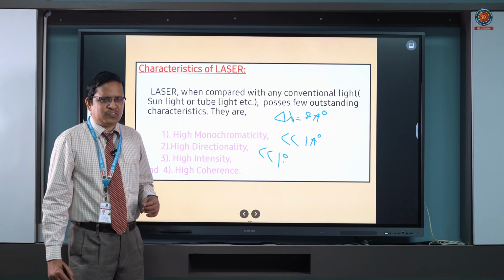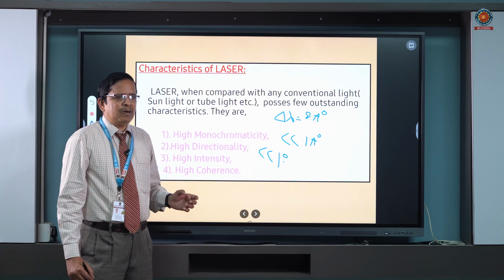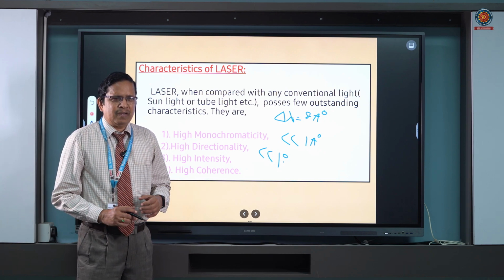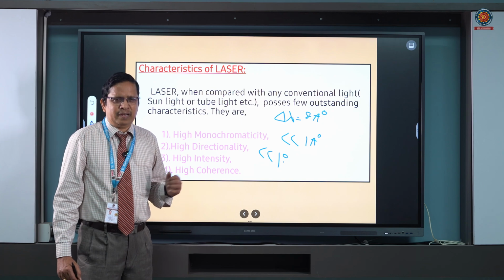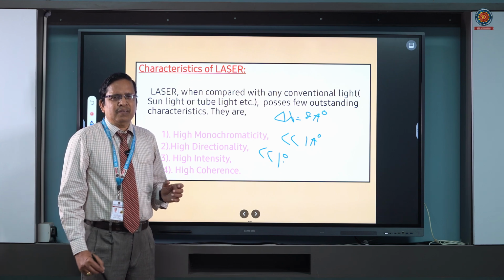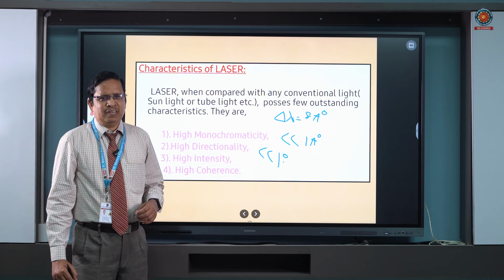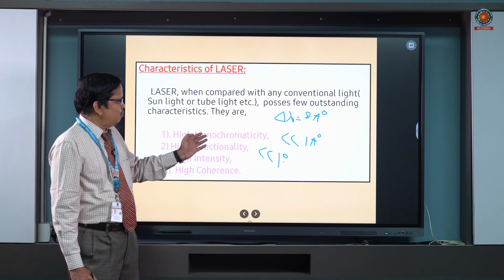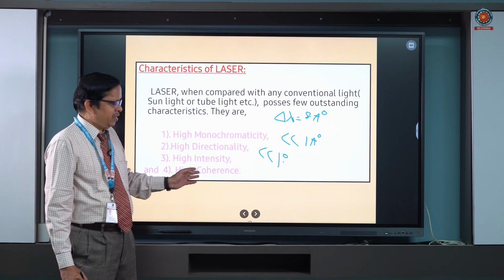Then the next property is coherence. The term coherence indicates the coordinated motion of waves. The waves from an ordinary light source don't move in the same direction and they don't maintain a constant phase difference. So an ordinary light source is considered highly incoherent. Whereas in case of a laser beam, the waves maintain a constant phase difference throughout their path. That is why we say that laser is a highly coherent beam. So in this manner, the laser has high monochromaticity, high directionality, high intensity and finally high coherence.